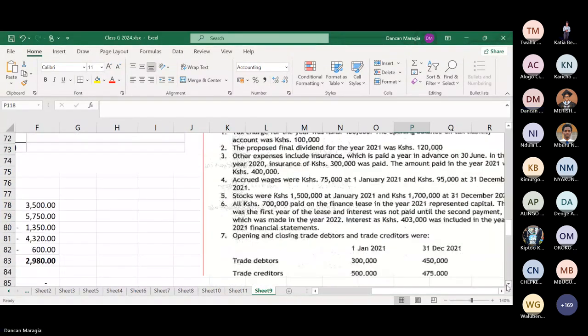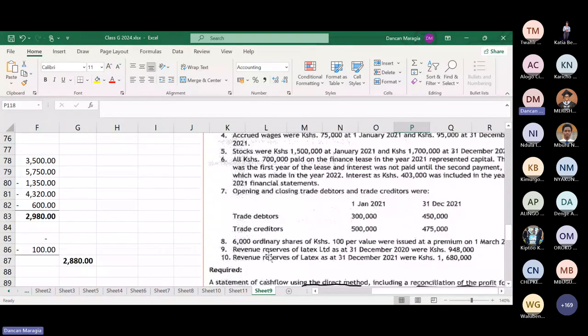Let's check. You are told revenue reserves. So maybe this is what could have confused, but revenue reserves, those who understand, revenue reserves of Latex Limited, that is what we call actual retained earnings. Revenue reserves for Latex Limited as at 1st December 2020 was 948. Revenue reserves for Latex at 1st December 2021 was 1680.